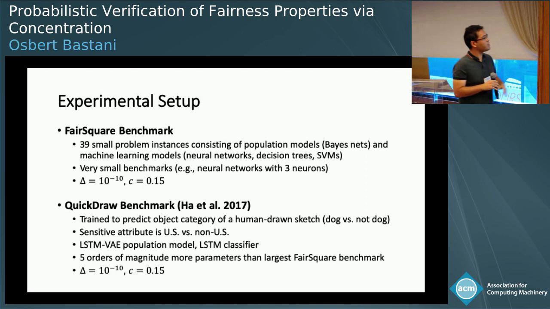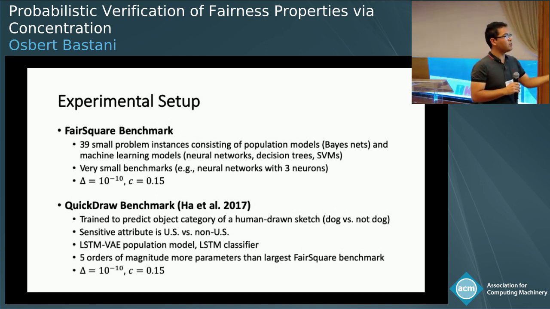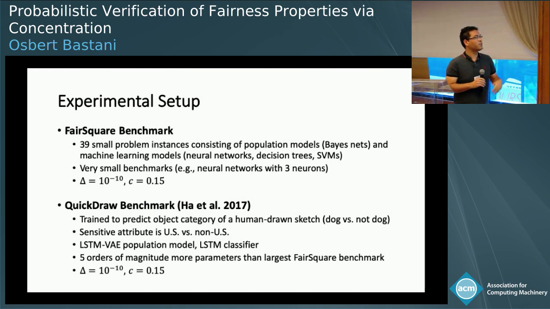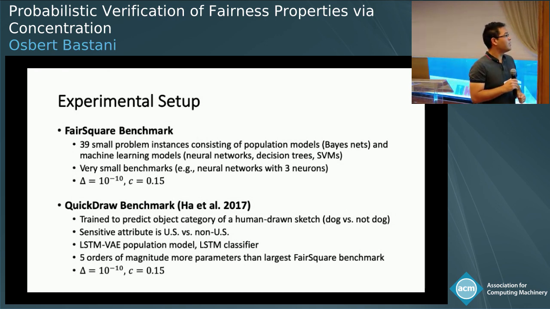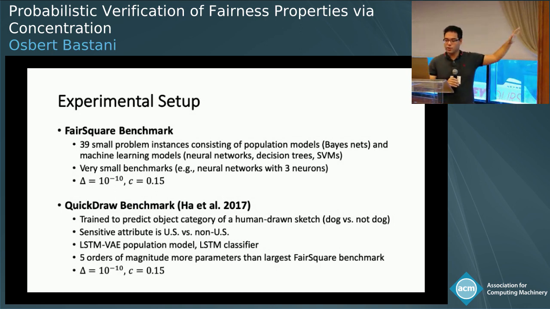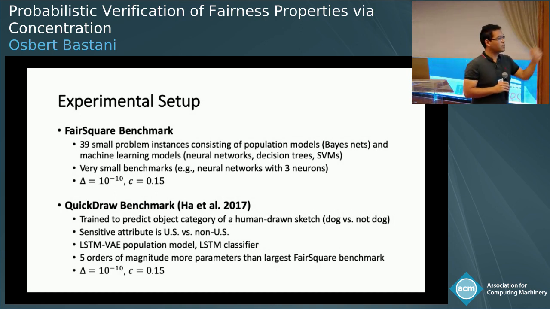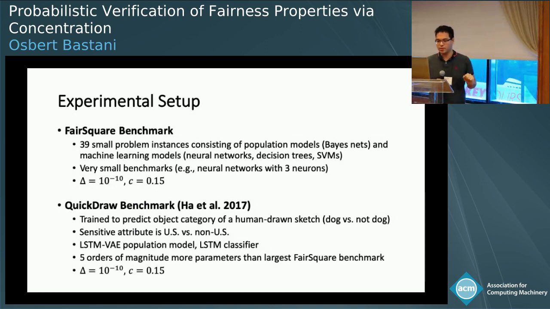So just to give some details, the FairSquare benchmarks are a collection of 39 relatively small problem instances. They consist of a pair of a population model in the form of a Bayesian network and a machine learning model, which includes neural networks, decision trees, and SVMs. However, these benchmarks tend to be very small. For example, the largest neural network in their benchmarks has just 3 neurons.